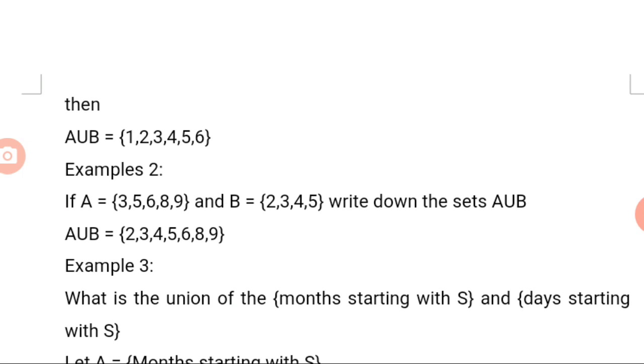Example 2. If set A has elements 3, 5, 6, 8, and 9, and set B has 2, 3, 4, and 5, write down the set A union B. Then A union B will consist of all the elements in A and B. So, the elements of A union B will be 2, 3, 4, 5, 6, 8, and 9. Is that clear?